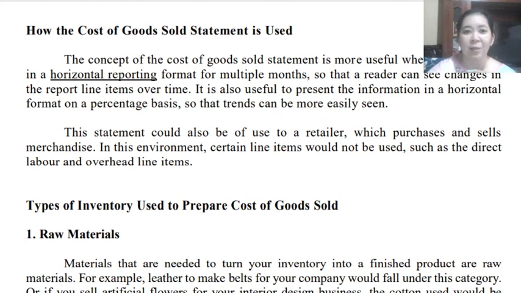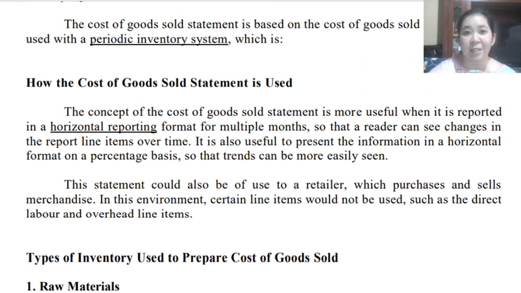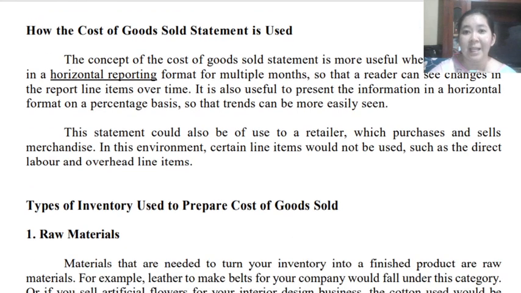So this statement could also be used by a retailer, which purchases and sells merchandise. In this environment, certain line items would not be used, such as the direct labor and overhead, because they do not produce their own inventory. They just buy and resell it. So this is for our periodic inventory system.